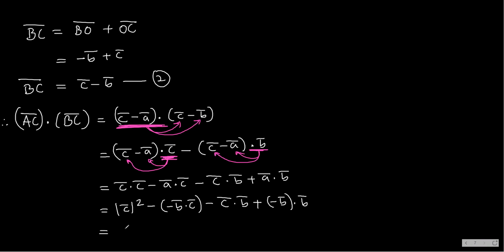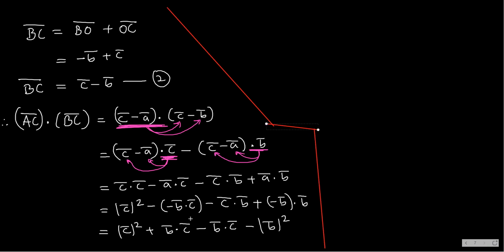So next step you have mod of C bar square plus B bar dot C bar minus, now here you have C bar dot B bar. You know C bar dot B bar is same as B bar dot C bar. Dot product is commutative. So C bar dot B bar can also be written as B bar dot C bar. I can write here B bar dot C bar. And this is minus mod of B bar square.